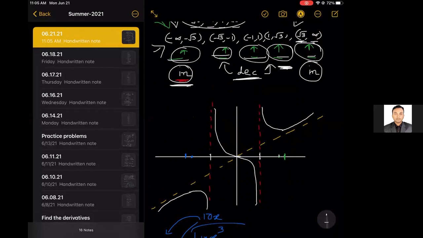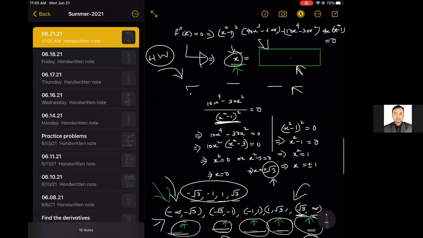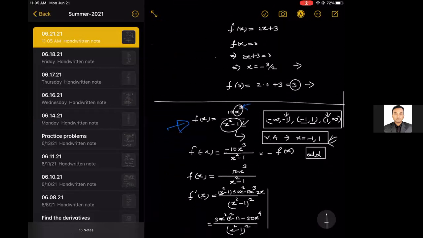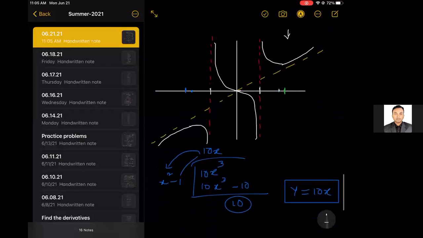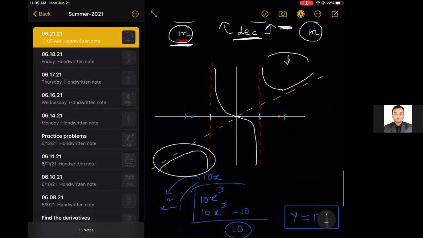Now you might be wondering, how did I get this part this easily? And I'll take you back to this because this is an odd function. So since we have this part, this will behave exactly like that, but in the opposite order.